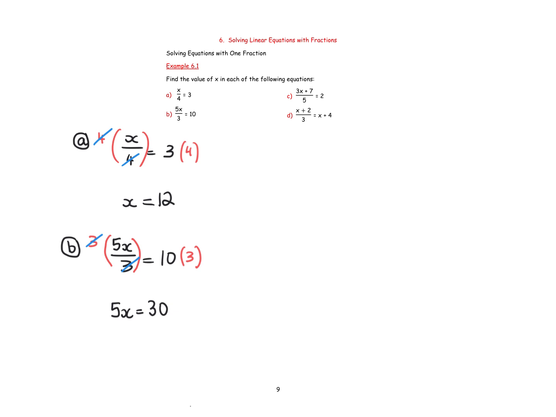Next, we need to figure out what x is equal to. We have 5x, so we can divide both sides by 5 to figure out what x is. 30 divided by 5 gives us 6. Therefore, in this example, x is equal to 6. In C, we have 3x plus 7 over 5, and that's equal to 2.